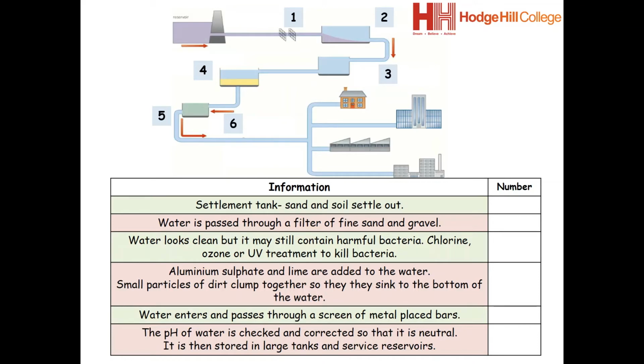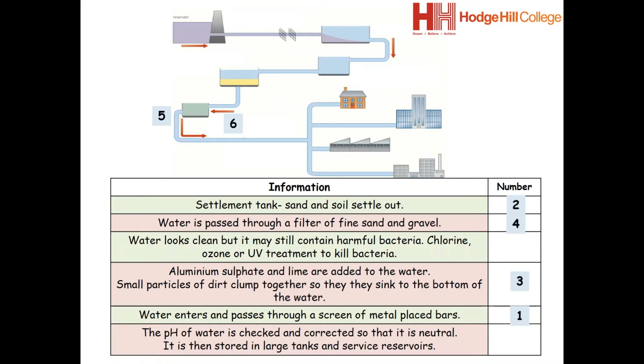So if I was to number this process, number 1 would be water entering and passing through a screen of metal bars, and as mentioned earlier, that removes larger pieces of debris. Number 2 would be the settlement tanks, where sand and soil settle out. Number 3, aluminium sulfate and lime. This lime is calcium hydroxide, are added to the water, and small particles of dirt clump together so that they sink to the bottom of the water. That would be in another tank, in this one here.